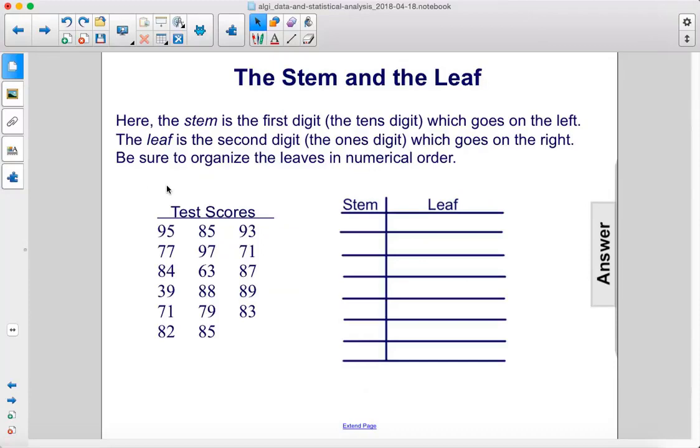Here, the stem is the first digit, the tens digit, which goes on the left. The leaf is the second digit, the ones digit, which goes on the right. Be sure to organize the leaves in numerical order.